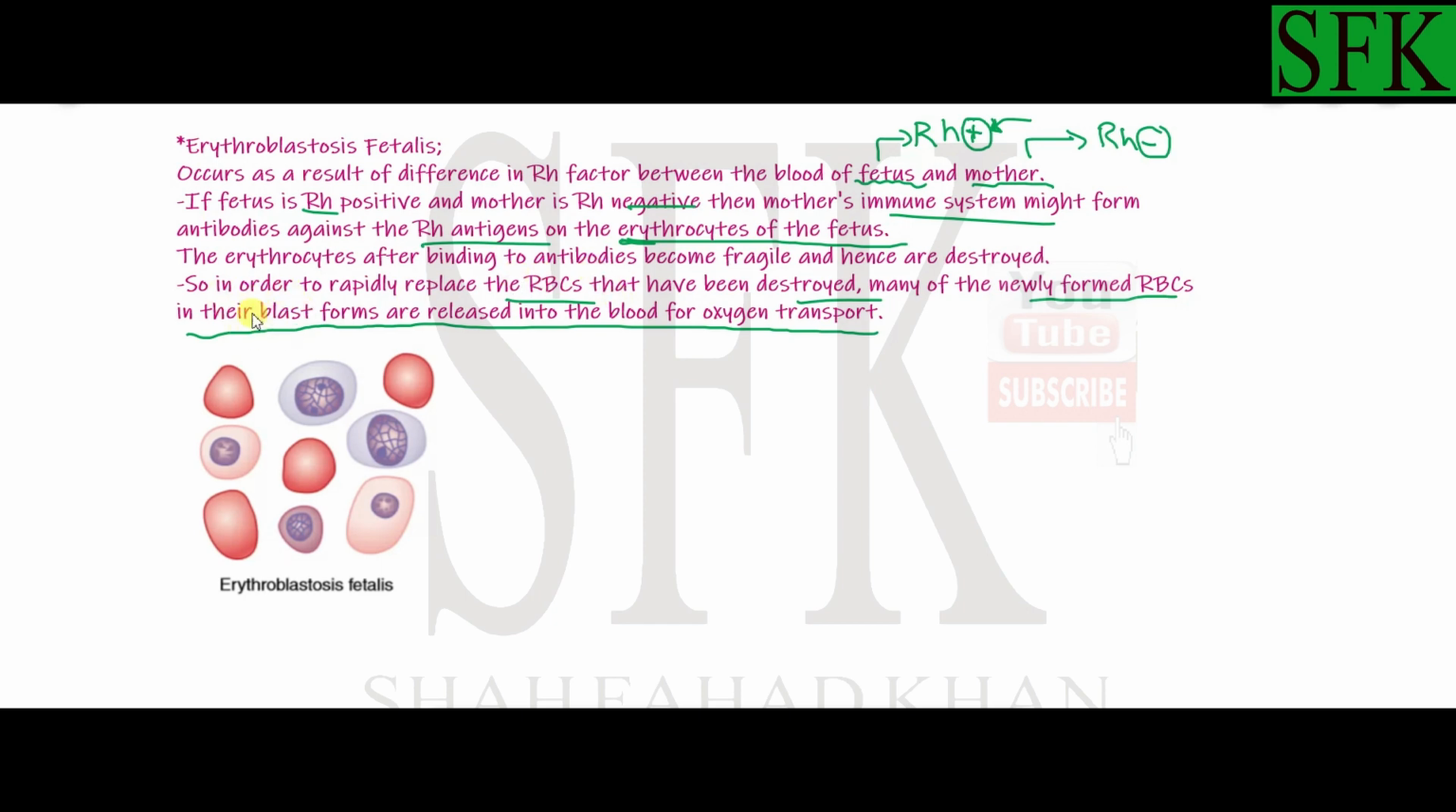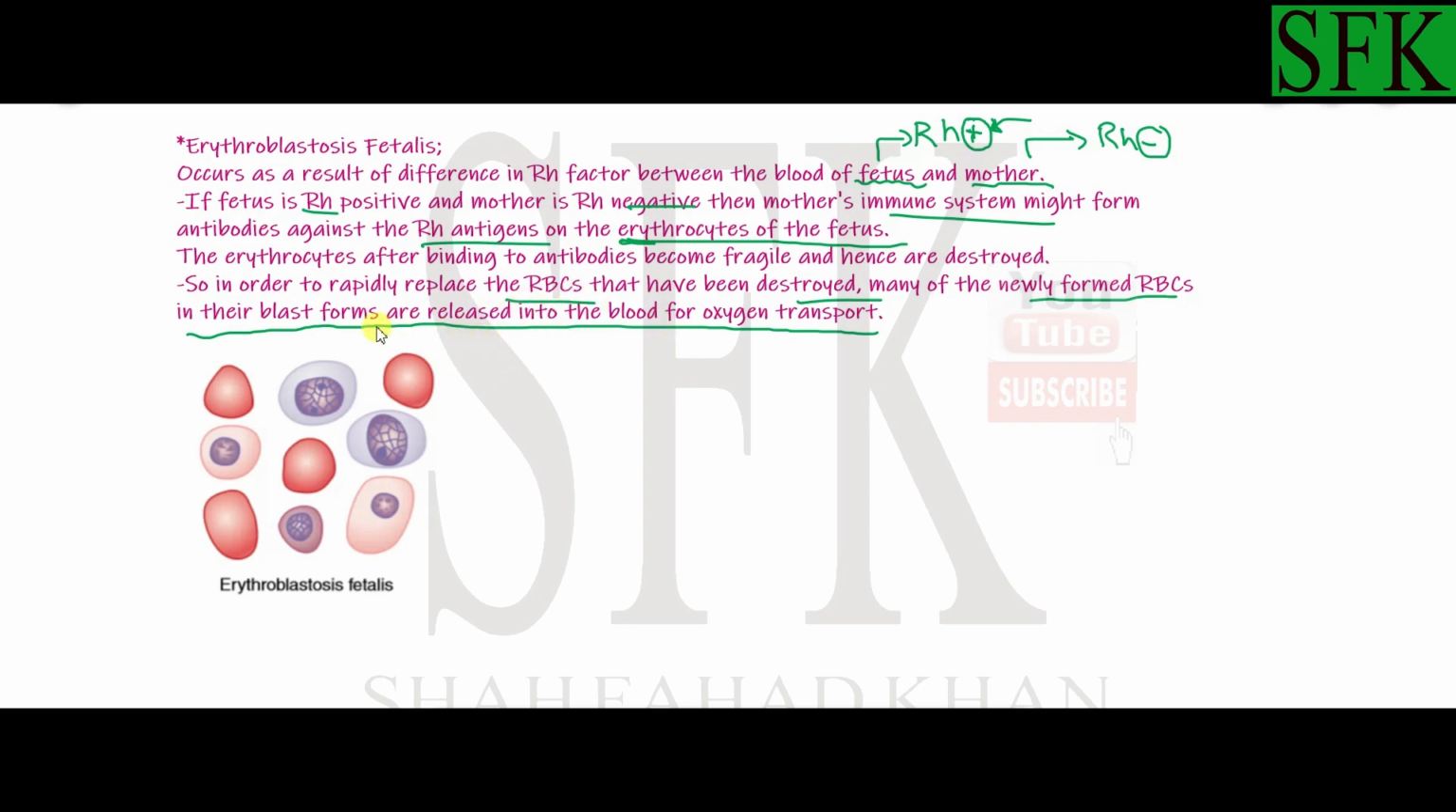Blast forms are basically the starting form, the early phases, the immature form of red blood cells, the mother cells of the red blood cells. They start entering the blood because the body of the fetus is now in immediate need of more red blood cells, and since most of the red blood cells have been destroyed by the immune system of the mother due to the Rh antigen, the blast cells of the fetus start forming new red blood cells very rapidly.